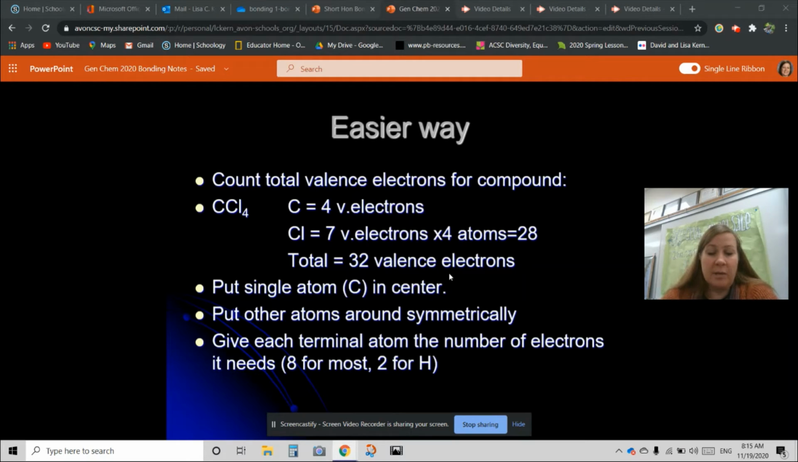So we put the single atom in the center, that's carbon. Then we put all the other atoms around symmetrically, and you give each terminal atom, terminal is on the outside, on the outer ends, the number of electrons it needs. Almost everybody needs 8 valence electrons. The one big exception is hydrogen. Hydrogen needs 2 valence electrons. It does not want more than that. Of course, we don't have hydrogen in this molecule anyway, so maybe that doesn't matter.